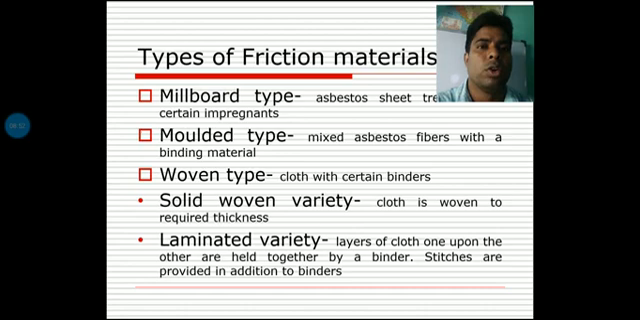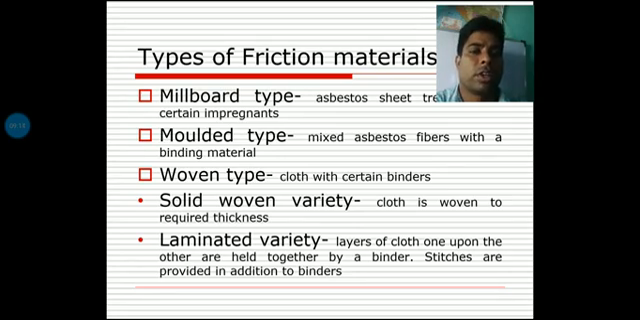Next, woven type. Woven type is actually cloth with certain binders, used to compact the whole material composition. Now next is the solid woven variety. That is actually cloth woven to the required thickness.